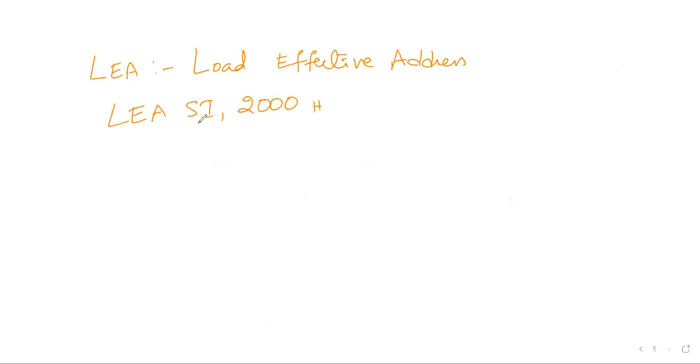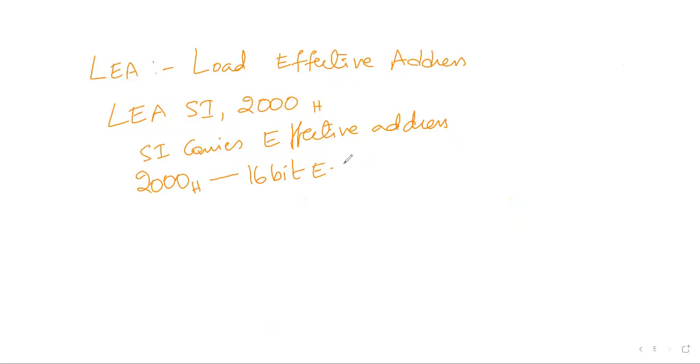The SI, source index register, carries the effective address. SI is used to carry the effective address. Now the 2000 hexadecimal is a 16-bit effective address. This 16-bit effective address is copied to the source index register. That is LEA.